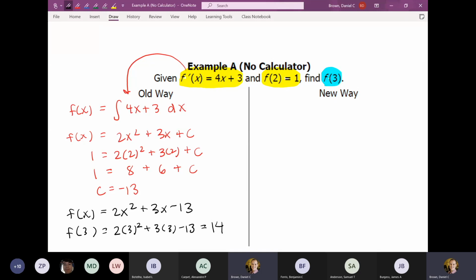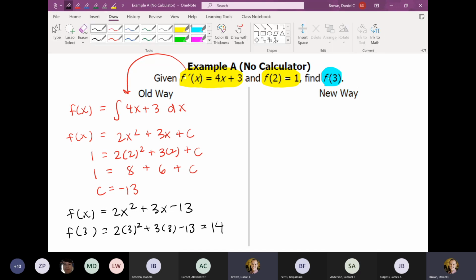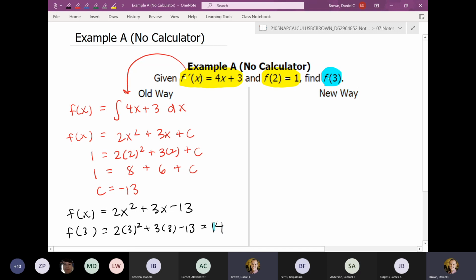The new way is using this rewritten version of the fundamental theorem of calculus. So I'm going to show you how it works. Again, it's definitely a lot messier when you're doing it by hand. The calculator is more powerful, but I do want you to see that we will end up with the same answer. So again, just to state that formula again, f of b is equal to f of a plus the integral from a to b of f prime of x dx.